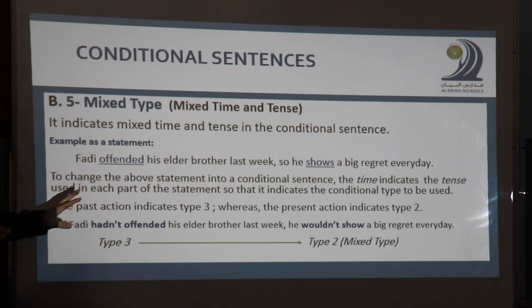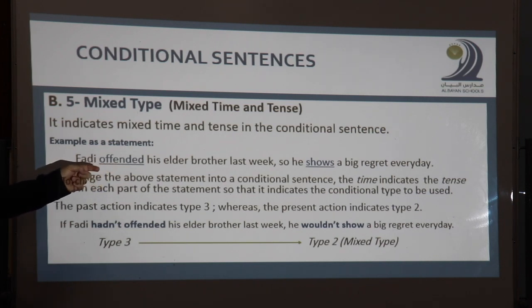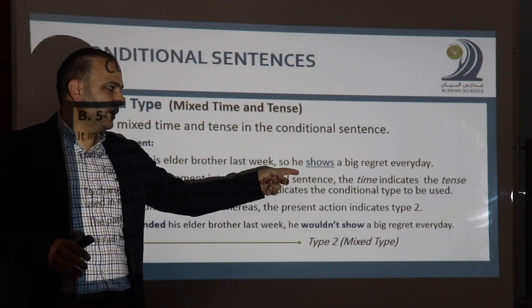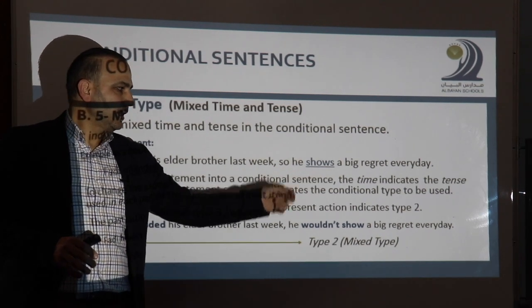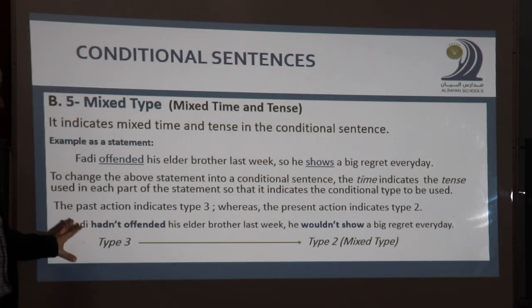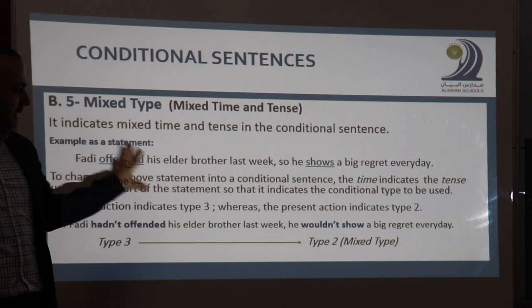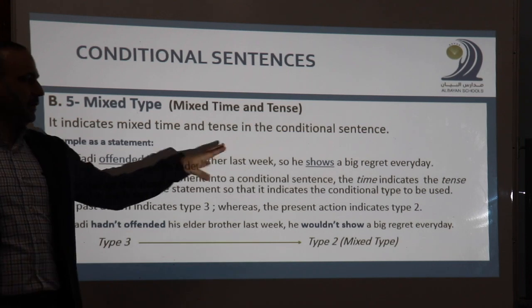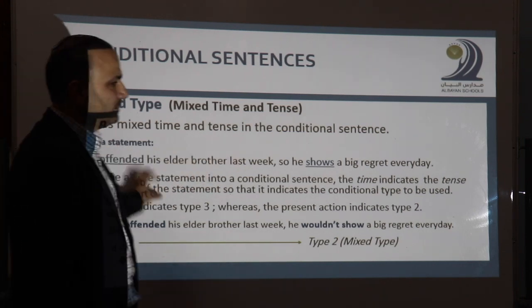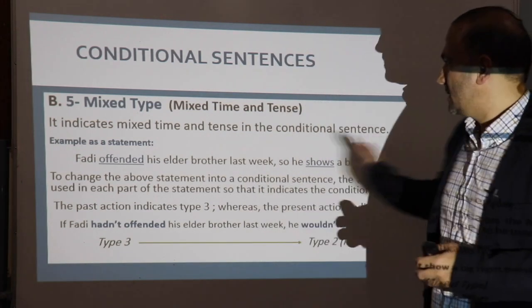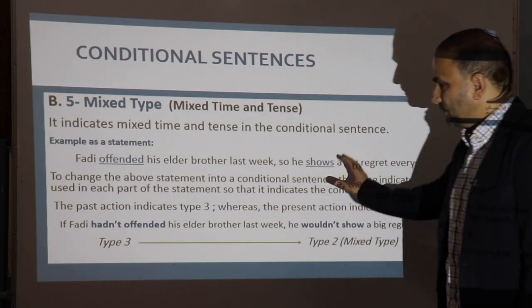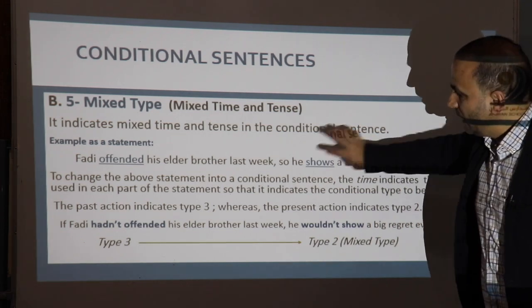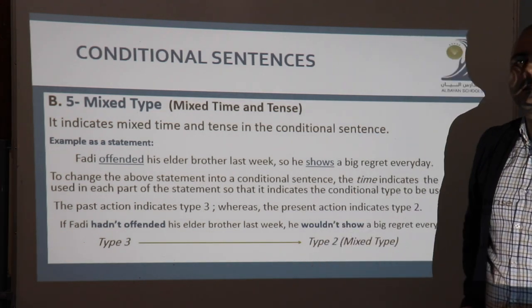How and where? Let's see. Look please. Here the past action indicates type 3. What do I mean? I'll explain it by an example. Whereas the present time or present situation indicates what? Type 2. Of course, whenever we have the time directly, we know the tense: last week, simple past, and every day, simple present. So as we said, this is a statement. I want to change it into a conditional sentence.